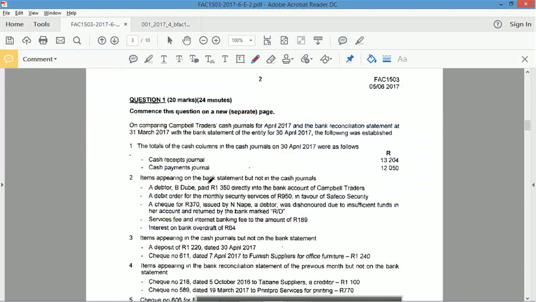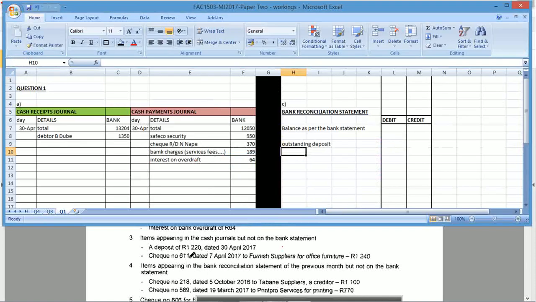Okay, there was no balance here. Well, I'm just going down the question. Okay, I'm going down 1, 2, 3, 4. Okay, so outstanding deposit amount 1220. Check 61 dated 7 April for suppliers for furniture, that's outstanding, so it's an outstanding check. Outstanding check will eventually come off, and it'll come off at an amount of 1240.